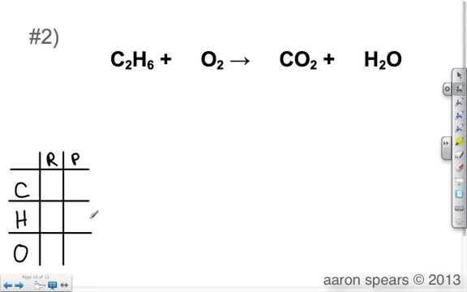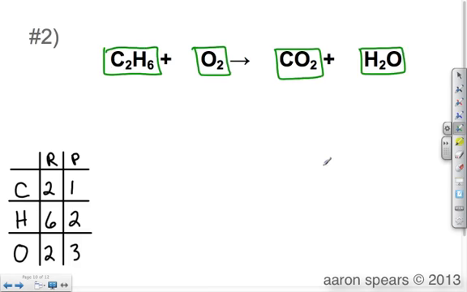Starting with the reactant side, I see that there are 2 carbon atoms, 6 hydrogen atoms, and 2 oxygen atoms. Looking at the product side, I find 1 carbon atom, 2 hydrogen atoms, and 3 oxygen atoms. Next, I want to put a box around each reactant and product. Having balanced this chemical equation beforehand, I know that this is a pretty tricky equation to balance due to simply the number of hydrogen atoms in this equation.